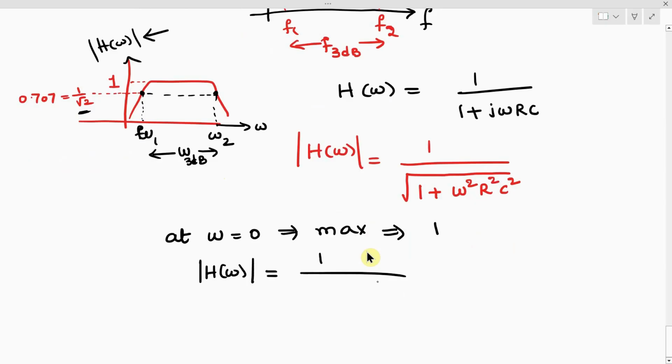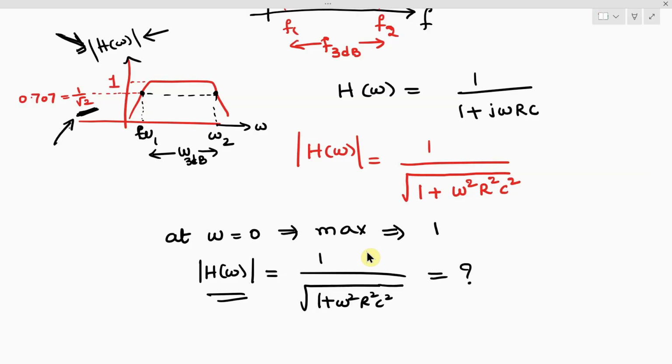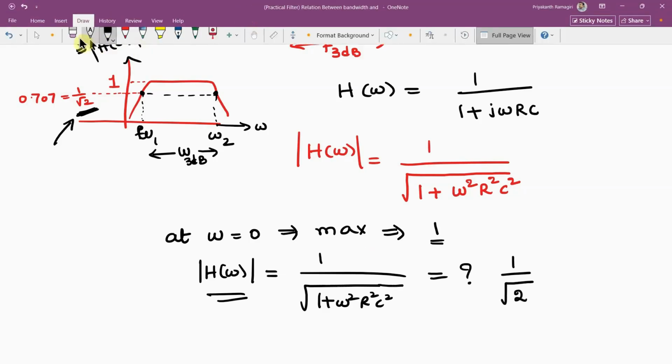Now, to get the 3 dB bandwidth, this should be equal to what value? Tell me the magnitude. I am giving the clue here. The magnitude should be equal to what value? 0.707 of maximum. Right. Okay. So maximum is 1. You can write 1 by root 2 even. No, because already you have 1 by root over 1 plus omega square R square C square. So we have to go for 1 by root 2. So equate that to 1 by root 2. Okay. So I'm removing this question mark now.